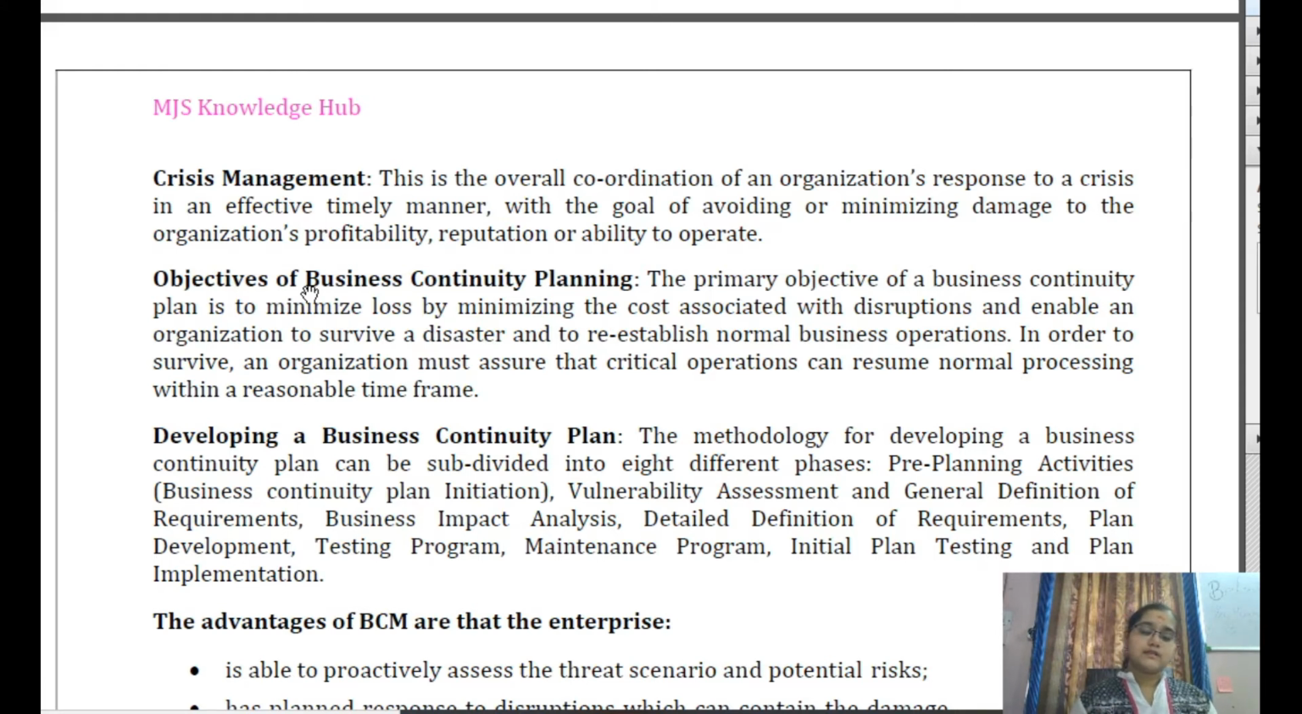And not only that, once the business is disrupted, when you want to bring it to operational level, it involves much cost, like transporting people to a safety zone, or using other vendors' premises for continuing the plan. So every step to protect requires cost. Therefore, the primary objective of business continuity planning is to minimize the loss by minimizing the cost associated with the disruption and enable the organization to survive a disaster. So a disaster cannot be completely prevented, right? If any disaster happens, the organization must be able to survive and re-establish its operation in the least possible time. So this is the objective of business continuity planning.